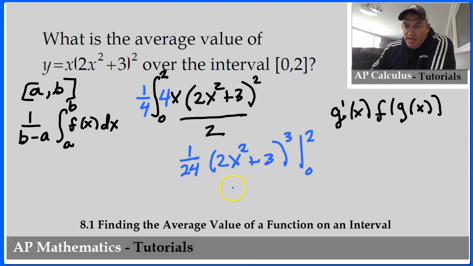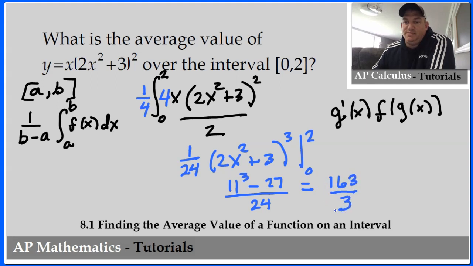So when I put 2 in, I get 2 squared, 4. 4 times 2 is 8. 8 plus 3 is 11. And I get 11 to the third power. And then minus, put 0 in, I get minus 3 to the third power, which is 27. And then we're dividing this by 24. And when we subtract and reduce, we get 163 over 3 as my average value.